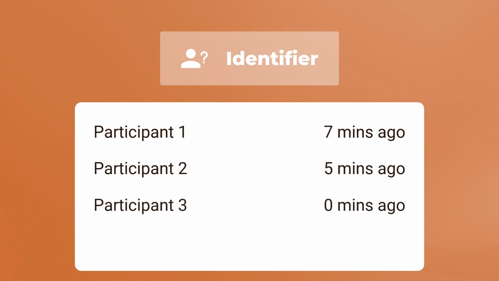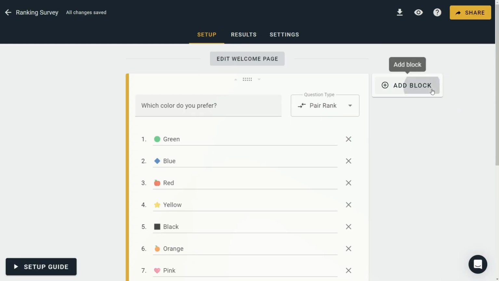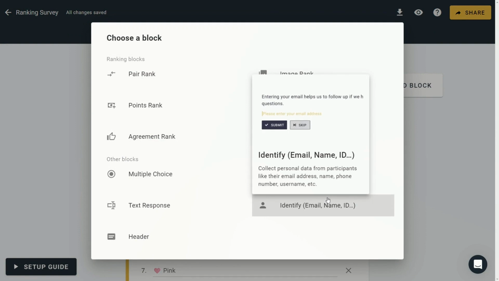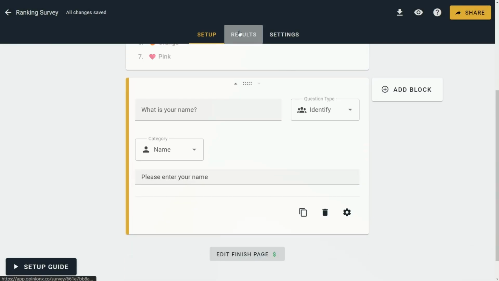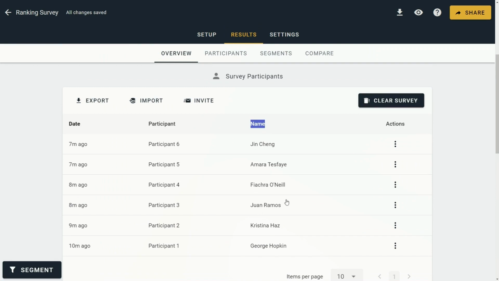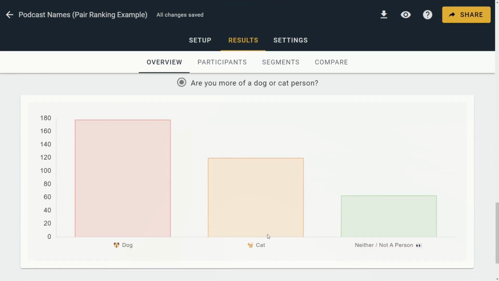Once you share your survey and participants start to complete it, your results will be calculated automatically. By default, everyone will be anonymous. So if you want to know who participants are or what each person voted for, you should include an identify block to collect people's name, email address, or some other form of personal data that'll help you figure out who they are.